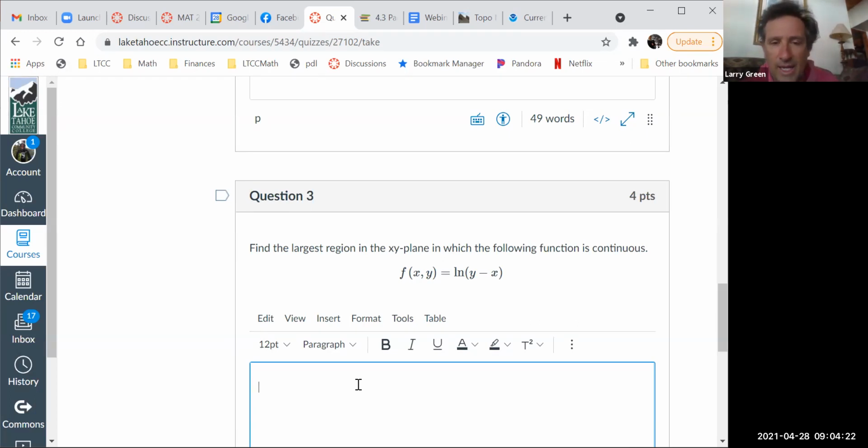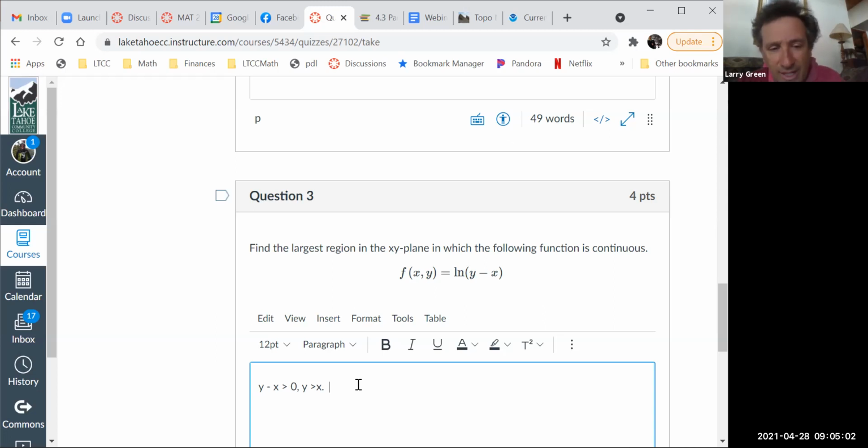Okay, and so logs have trouble when they're non-positive. Any questions on that? So in particular, we want to make sure that the inside is positive. So we just take y minus x is greater than 0, or y is greater than x. Okay. Any questions on that?